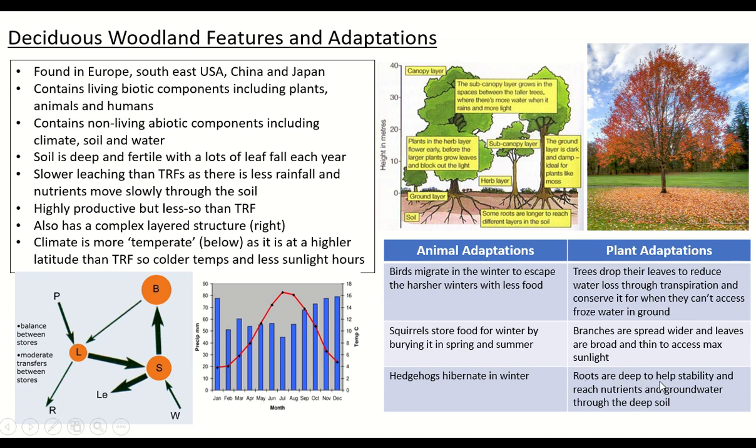And roots can go deeper. So again, rather than having shallow root systems which create buttress roots and things like that, it can actually have deeper root systems because a lot more of the nutrients can go underground and be accessed that way.